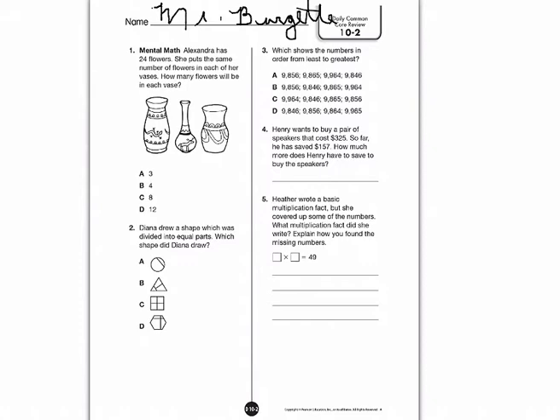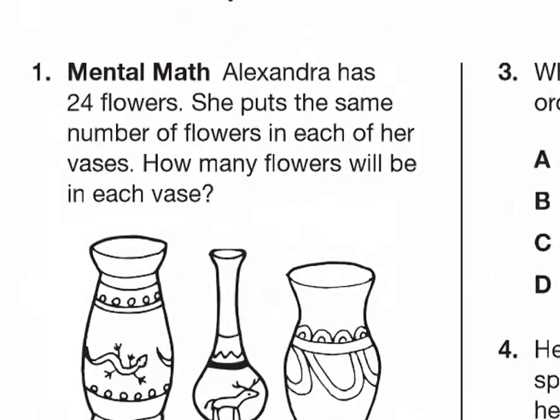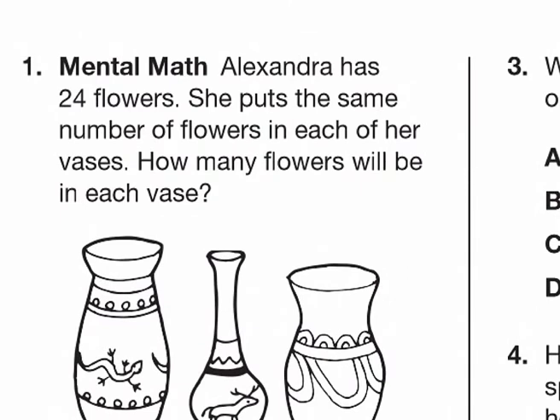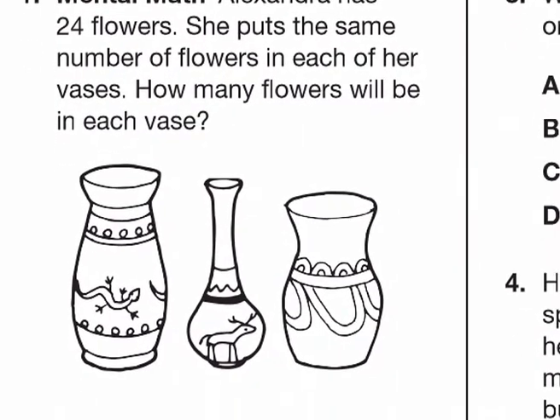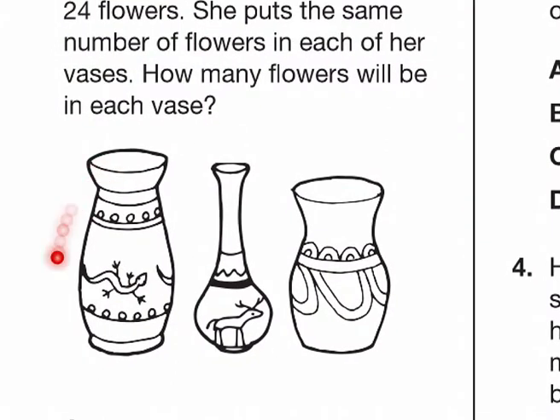Take a look. Number 1, Alexandria has 24 flowers. She puts the same number of flowers in each of her vases. How many flowers will be in each vase? Notice, very, very important, how many flowers will be in each vase. It would be totally unfair if, let's say, you gave this vase more than this vase. That would be very unfair. That vase would be very disappointed, and so would this vase. So, as always, with splitting things equally, our 24 flowers, we need to make sure things are equal.